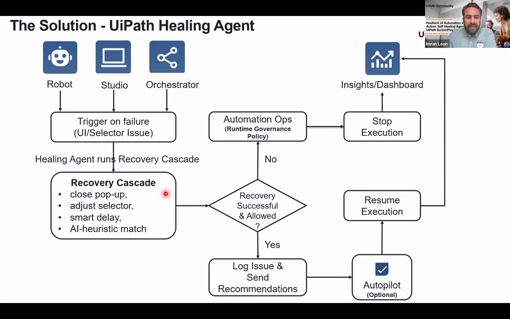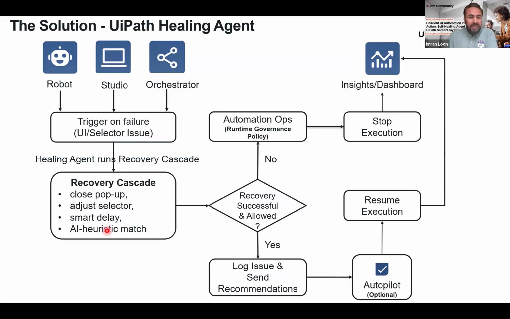The recovery cascade covers not only the UI selector issue, right? It can be a pop-up issue as well. There can be an unknown pop-up which may not have been encountered during development or maybe during the UAT. It can be selector issues. It can be delay issues, right? Sometimes the application takes time to respond. Sometimes some elements take time to load. So again, the delay can be one of the issues.